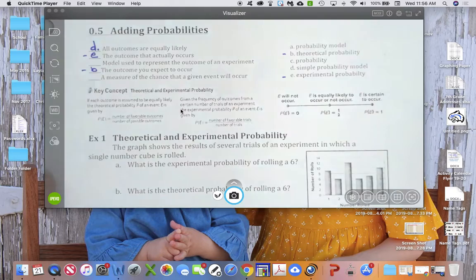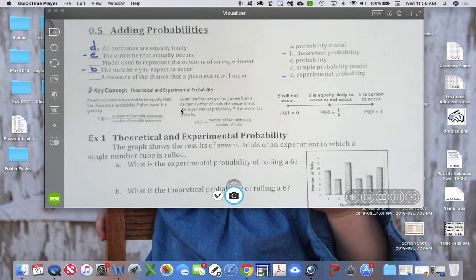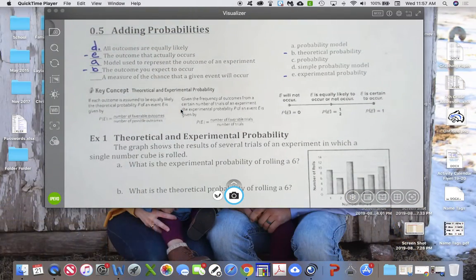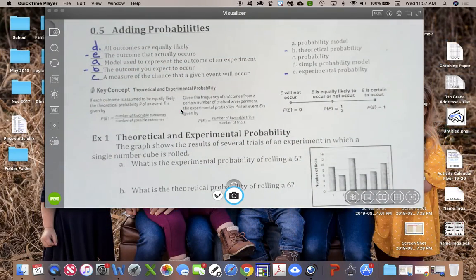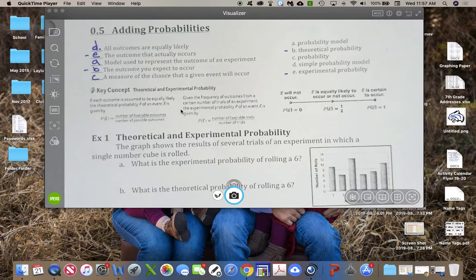The model used to represent the outcome of an experiment: A, probability model, and a measure of the chance that a given event will occur. C is probability, okay? So we've got probabilities going on like crazy here. I love teaching probabilities. You will have a lot of these on your maths test next week. Woohoo! We should know what we're doing by then, right? So, theoretical versus experimental probability. I just went through that, okay?